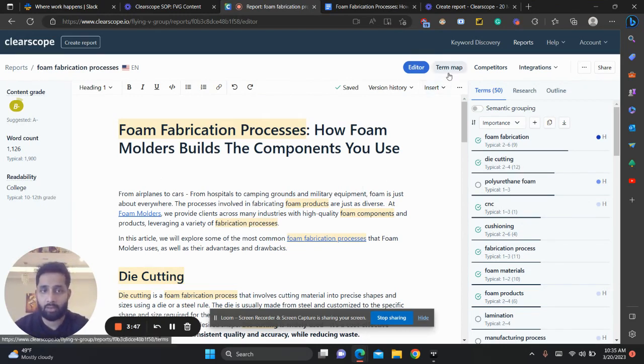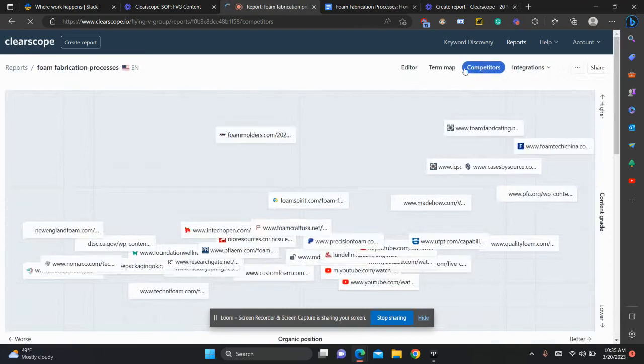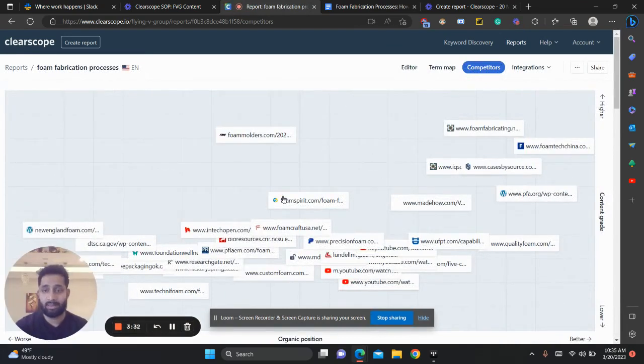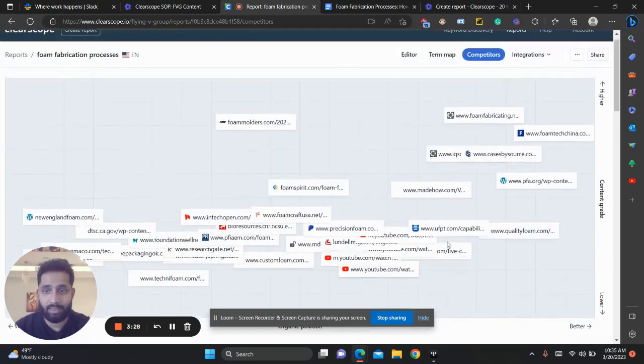And along with this, Clearscope also offers various competitor related functionality. So if we go over here to competitors, you actually have this very interesting sitemap where you can check through a large number of similar pieces which rank for this particular keyword of foam fabrication processes. And this is something that you can use while you're still in the initial phase of researching topics.